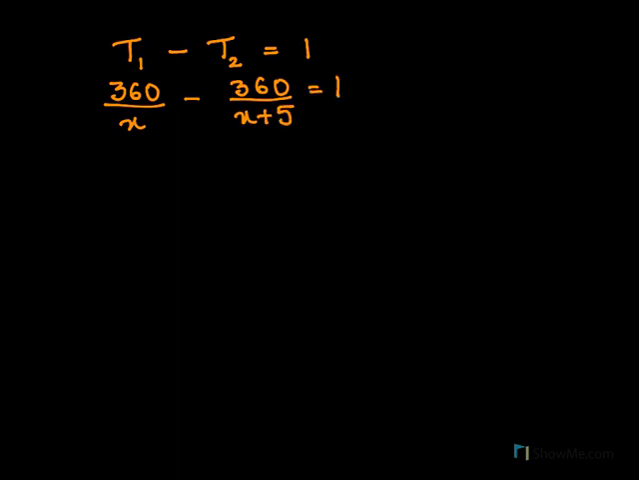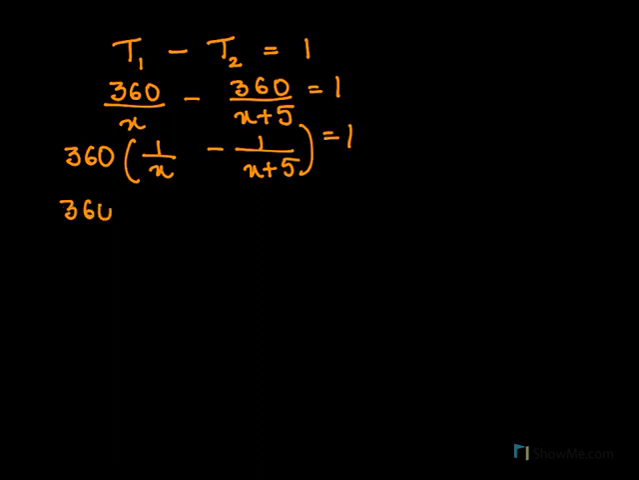So let's get back here. We said t1 in the first case takes more time than in the second case, because in the first case it goes slow, in the second case it increases its speed. So t1 minus t2 is 1 hour, and t1 was 360 over x and t2 was 360 over x plus 5, equal to 1 hour. To make this simple, I always take 360 common out, so what would remain here? 1 over x minus 1 over x plus 5. Now we take our LCM.